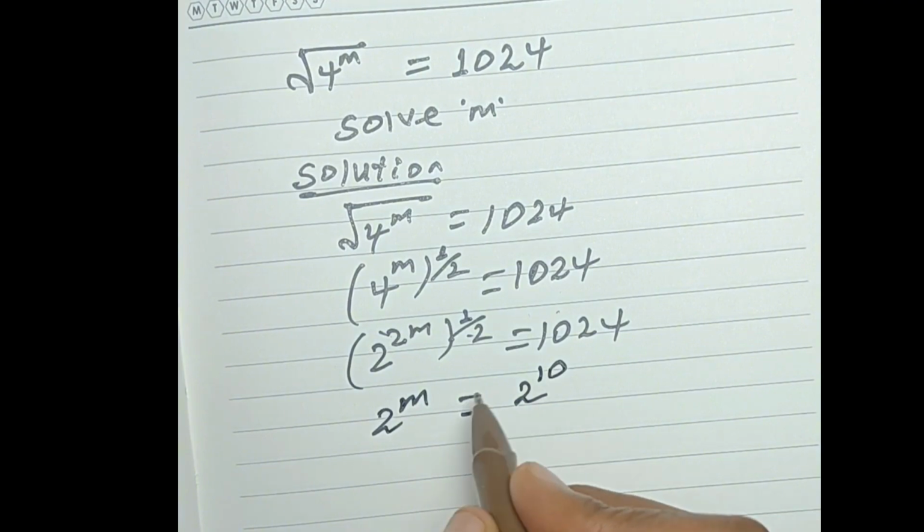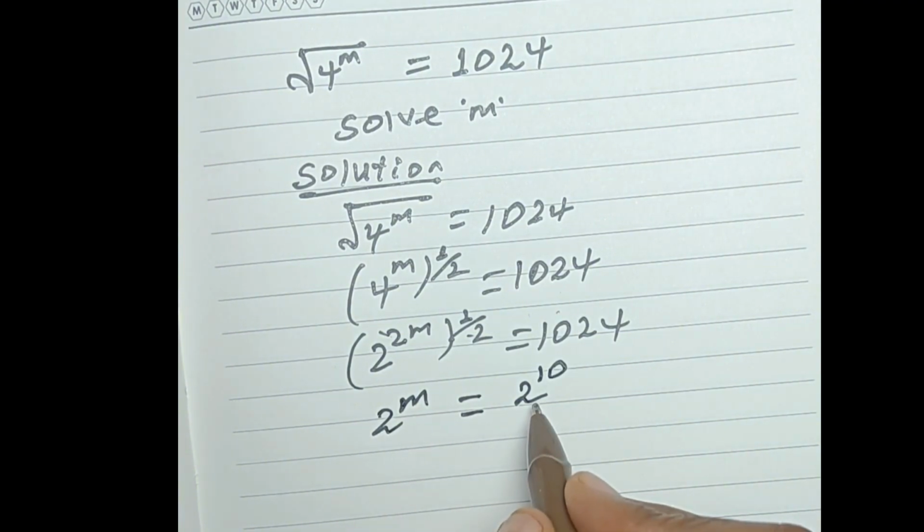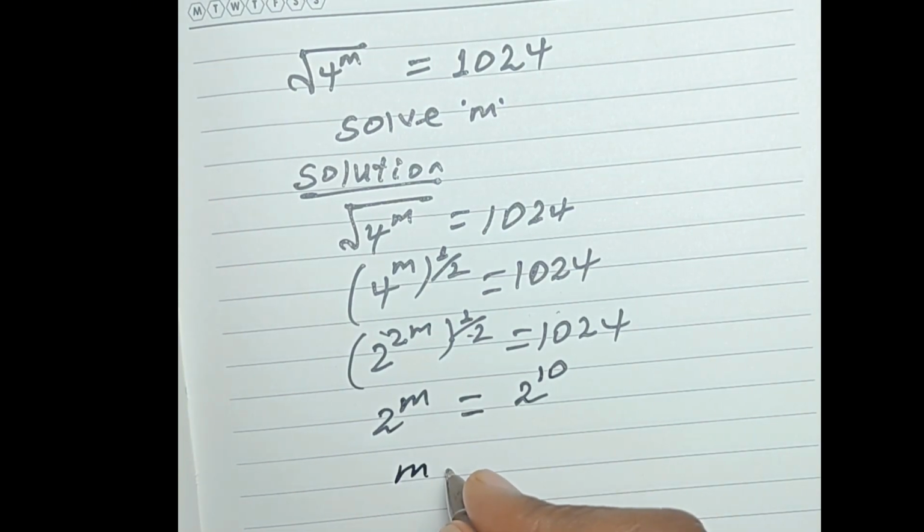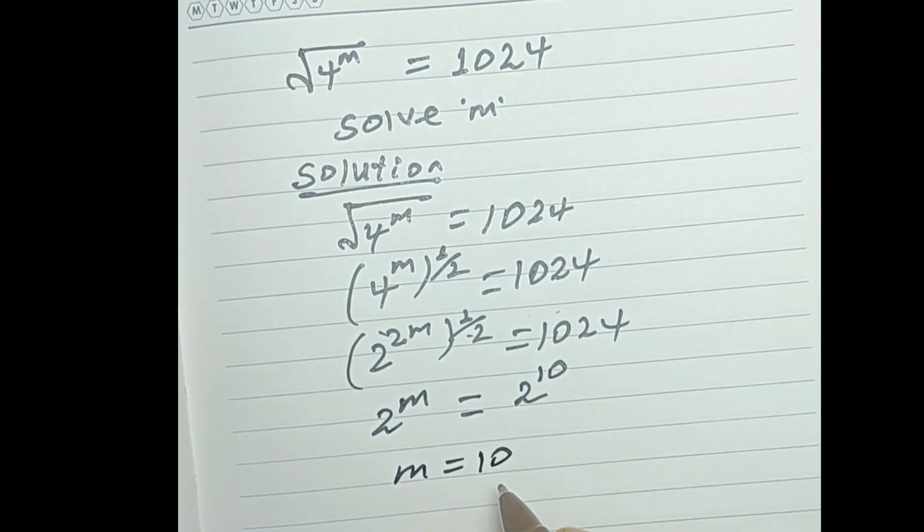So look at it. We have the same bases. If we have the same bases, we can equate the exponents. So m can be written as 10. So the value of the variable m is 10.